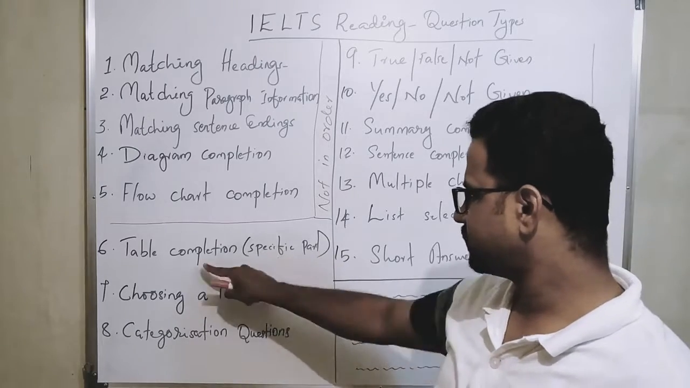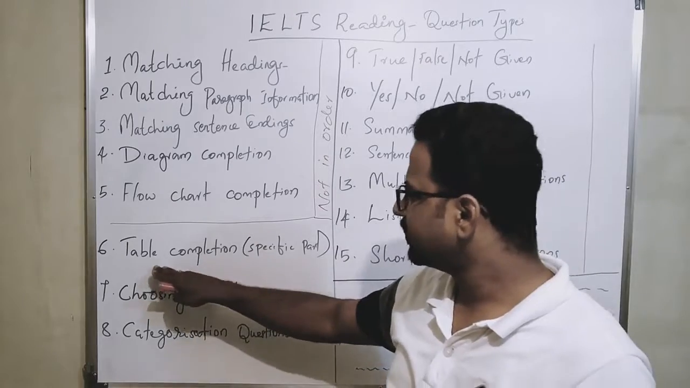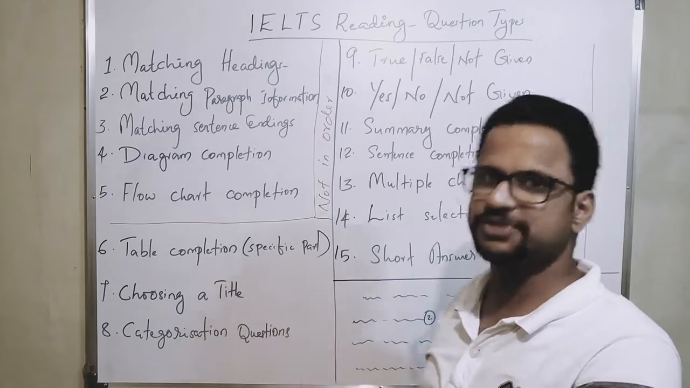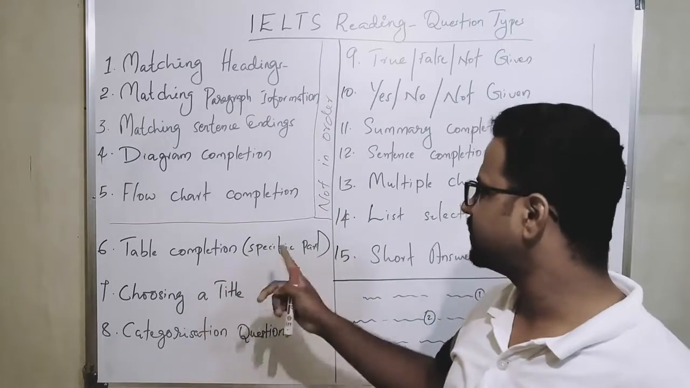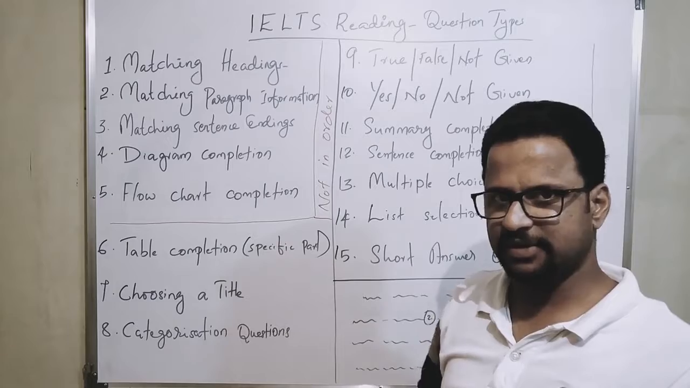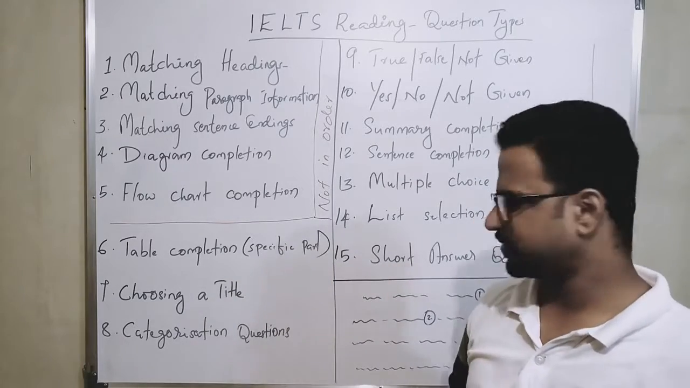So remember, for table completion, you just want to find the keyword in the question and then search for that keyword or its synonym in the passage, and then find the answers. Read maybe the paragraph before and the paragraph after, so that it can really help you in answering table completion questions, right?